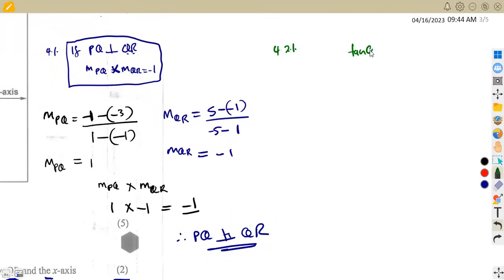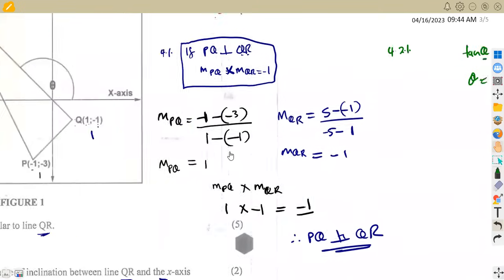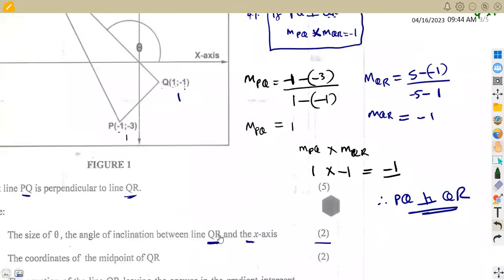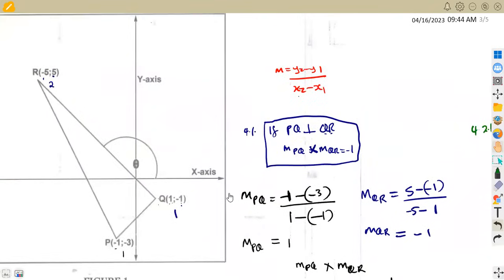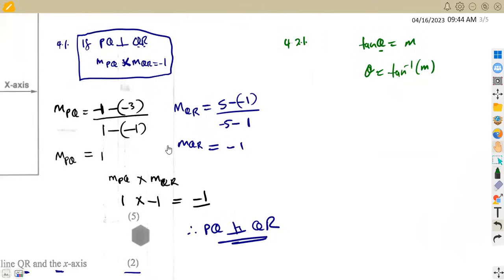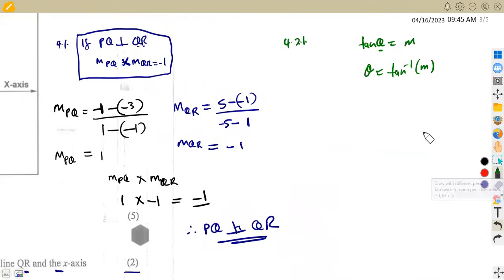Remember that tan of theta is equal to the gradient. So to find the theta, it means that theta is equivalent to arctan of the gradient. All right, so in this case, we are referring to the gradient of the line that is between the x-axis, which is QR in this case. That is this line QR, and we have its gradient, which is negative 1. So meaning to say, we are going to obtain arctan of negative 1, which is negative 45 degrees.